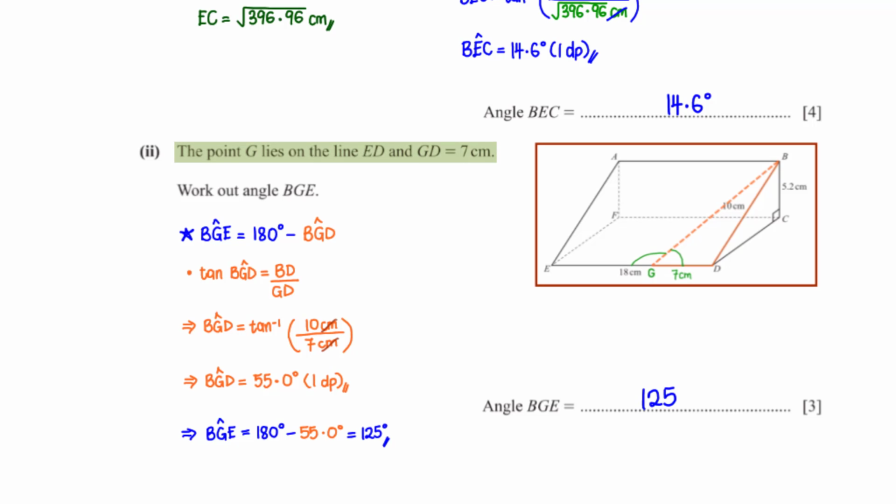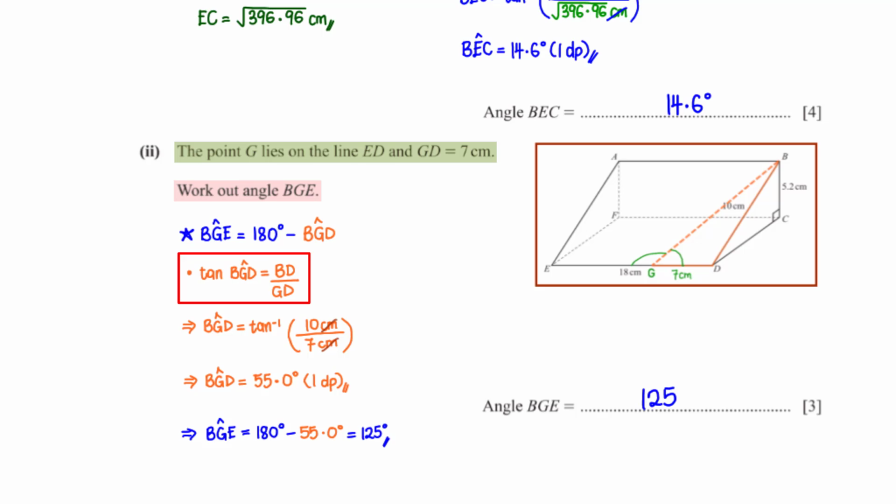The point G lies on the line ED and GD is 7 centimeters. Work out angle BGE. Angles on a straight line add up to 180 degrees, and so angle BGE equals 180 degrees minus angle BGD. We can find angle BGD using SOHCAHTOA. This gives us tan of angle BGD equals BD divided by GD. BD is 10 centimeters and GD is 7 centimeters.